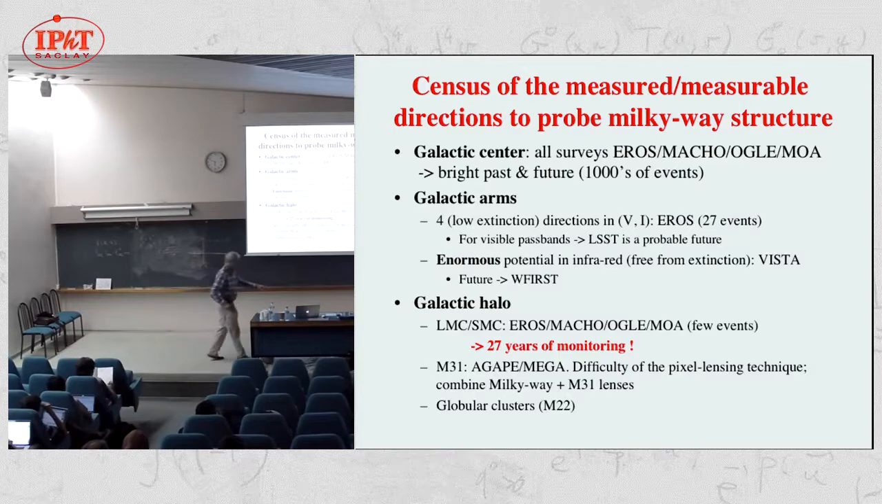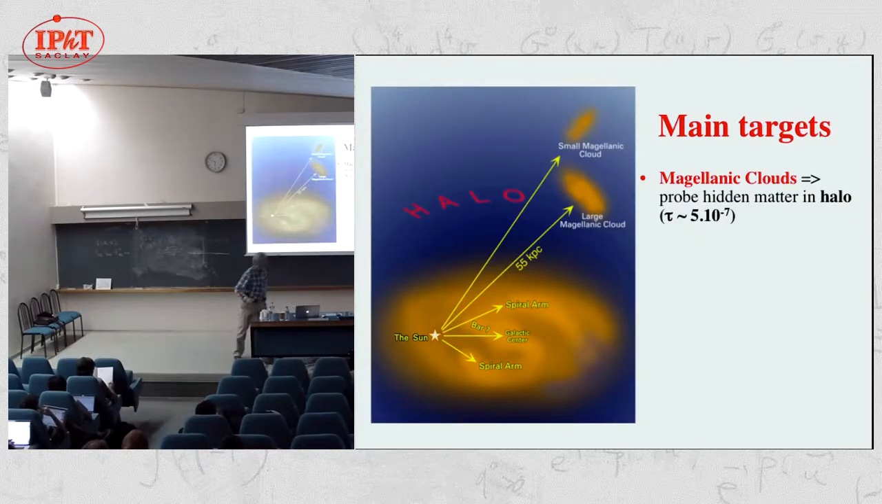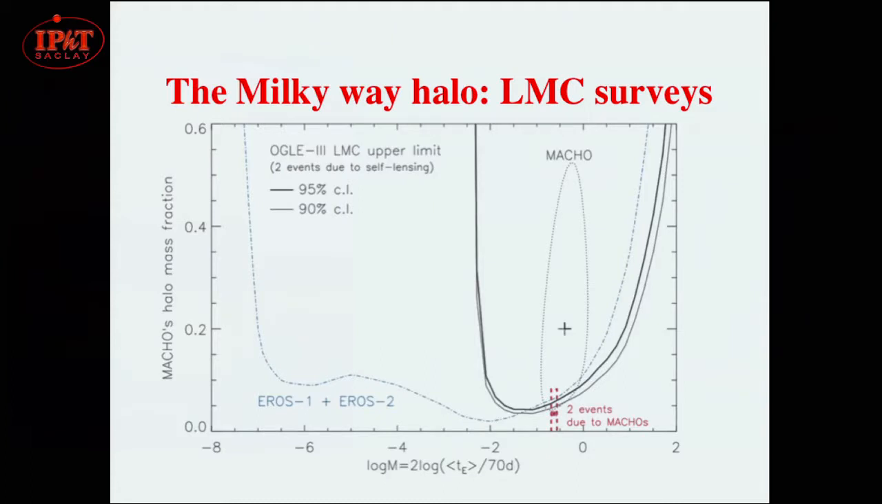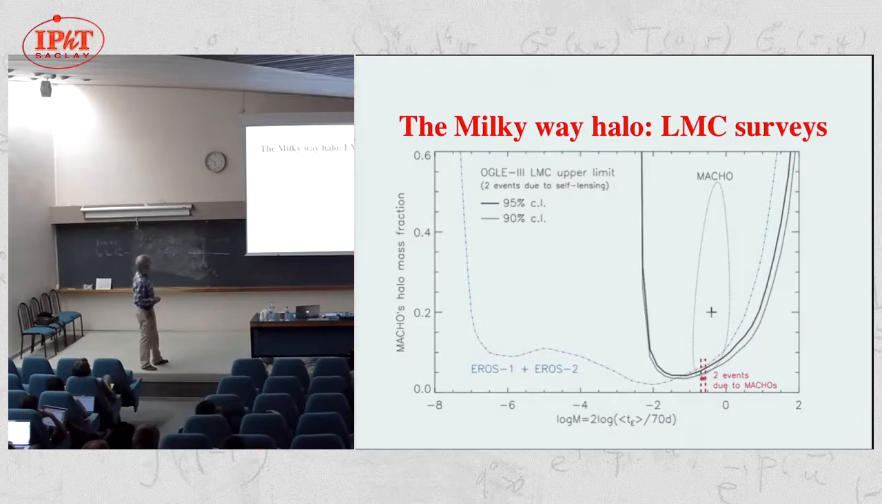And as you will see, this could give an interesting probe for the hidden matter made of very heavy baryon objects. So then for heavy black holes, there's now a revival of interest for this type of objects. So this is the status of the surveys toward the Large Magellanic Cloud.